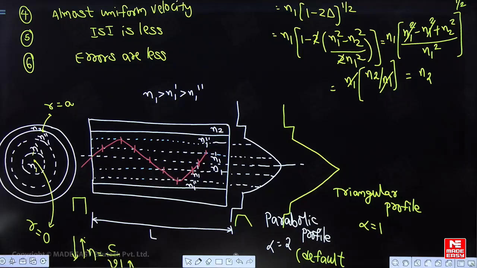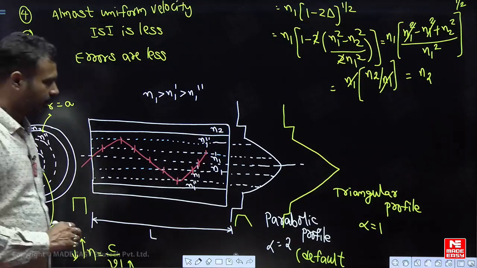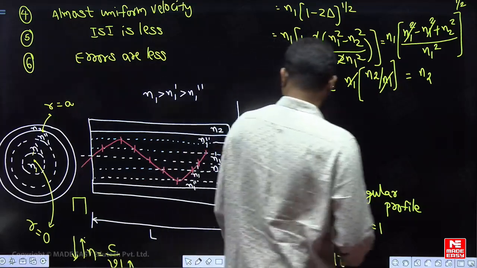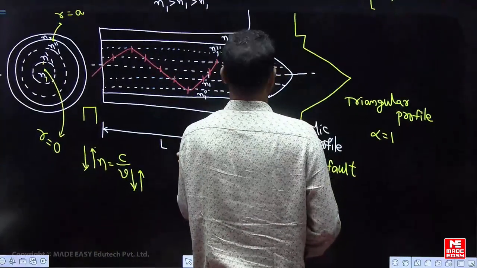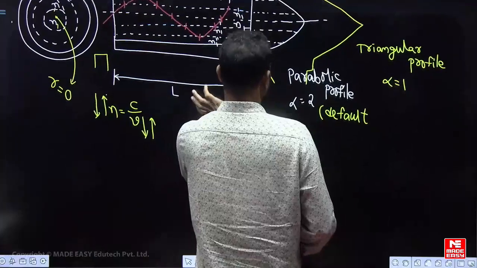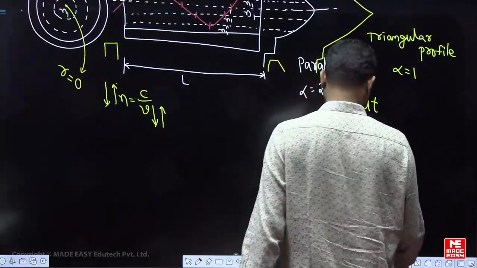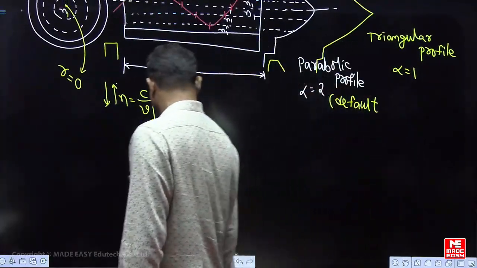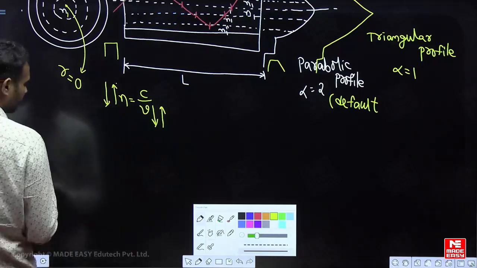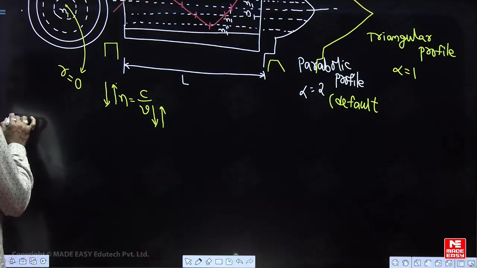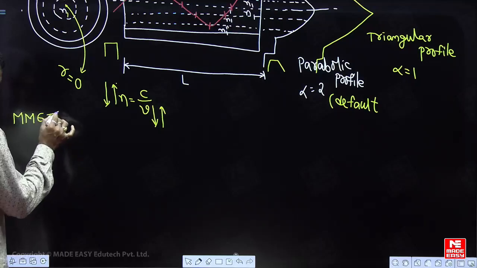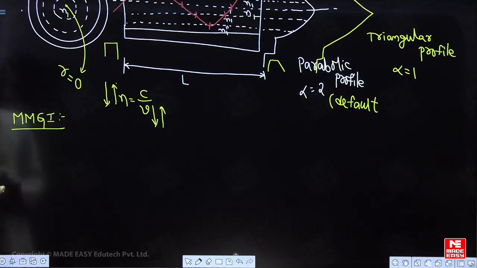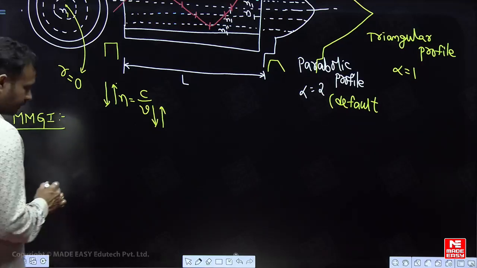Okay, so I will explain the next concept. I hope everybody completed this diagram also. I am explaining the MMGI fibers, multi-mode graded index fiber, which is given as MMGI fiber.